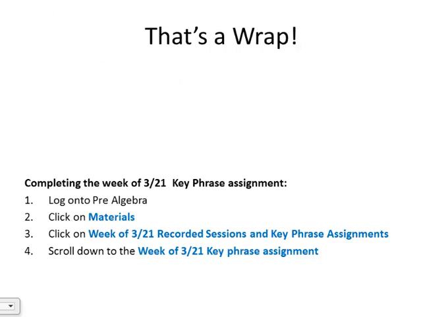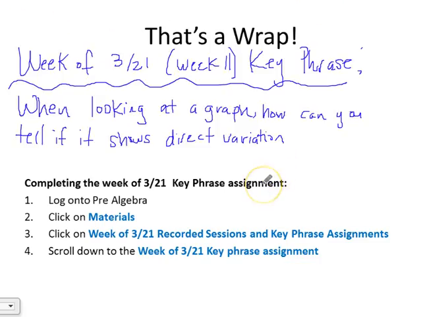All right, let me put up your key phrase assignment. The key phrase question is: when looking at a graph, how can you tell if it shows direct variation? What needs to be true of a line on a graph to show direct variation? Directions are below if you need a reminder of how to complete the key phrase assignment.